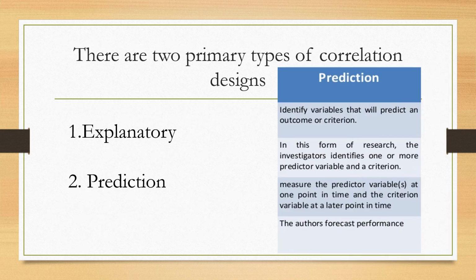In prediction designs, researchers seek to identify variables that will predict an outcome or criterion. In this form of research, the investigators identify one or more predictor variables and a criterion. They measure the predictor variables at one point in time, and the criterion variables at a later point in time, and they forecast performance.